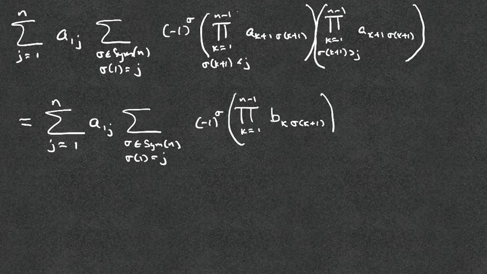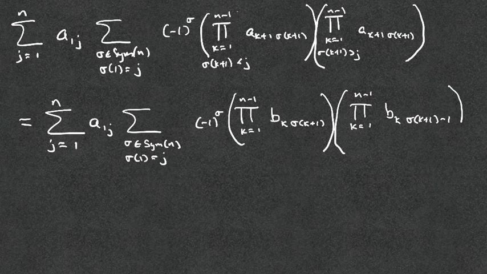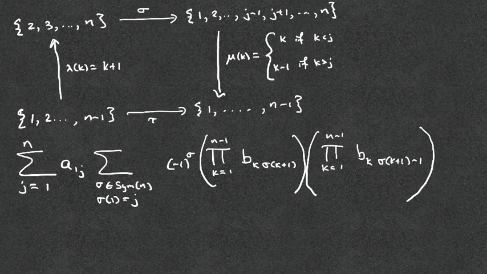And likewise, for the second portion, it becomes our product, k goes from 1 up to n minus 1. Again, since sigma of k plus 1 is going to be greater than j, this looks like b sub k, and now our column has to come down by 1, so this looks like sigma of k plus 1 minus 1 for those values. So now we can write our indices in terms of these functions that we've written, our lambdas, our sigmas, and our mus.